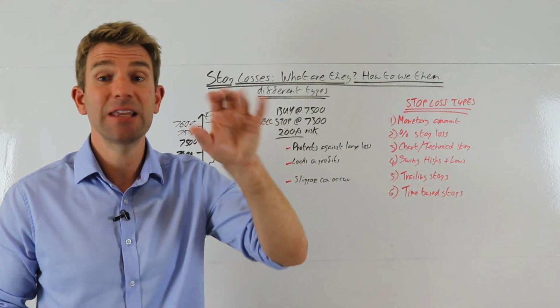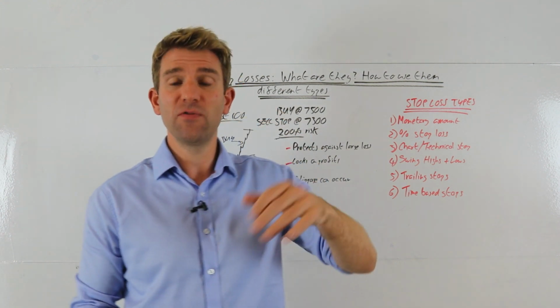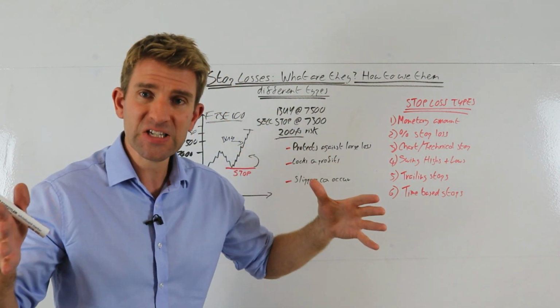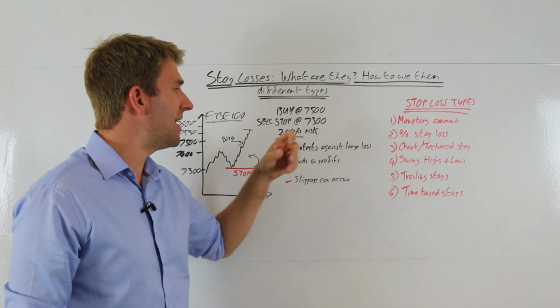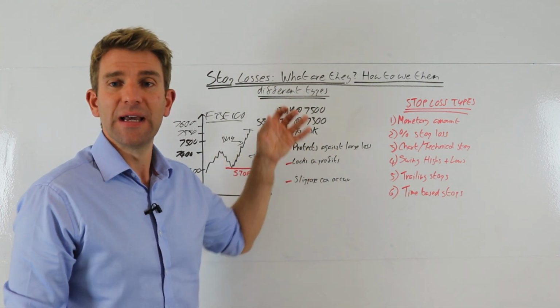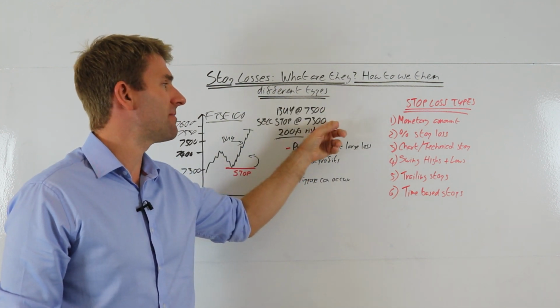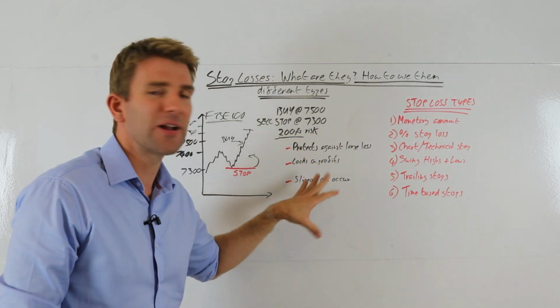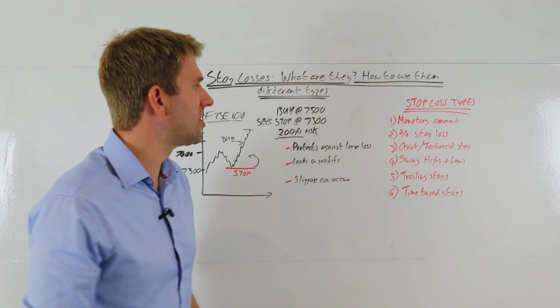Let's not get into that. There's a video exclusively on slippage if you want to find out more about that. Let's keep it broad for this video. Really, if we're trading a bigger instrument, then we're going to get stopped out at the 7,300 level, plus or minus a few points if we get some slippage.